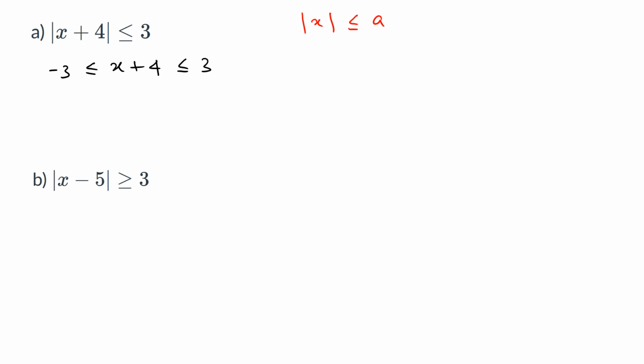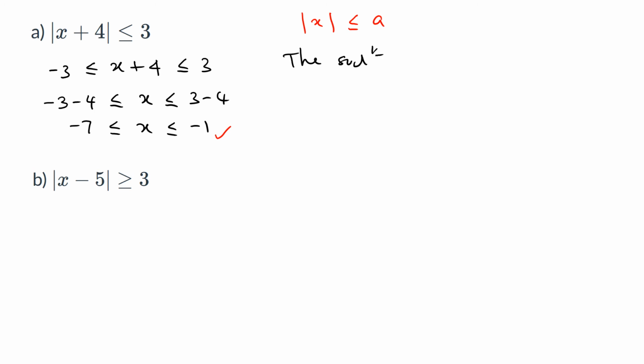And then what we can do is subtract 4 from both sides. If you subtract 4 from both sides, it's negative 3 minus 4, less than or equal to x, and then 3 minus 4. This is unnecessary, but you can write it. So you get negative 7 less than or equal to x less than or equal to negative 1. So that's a solution set. That's a solution, but we can write this using interval notation and the graphical notation. So the solution set is going from negative 7 to negative 1, including the corners.